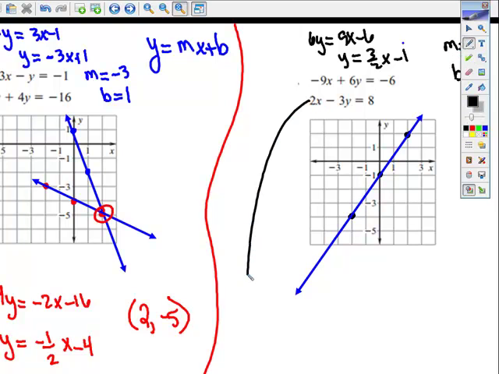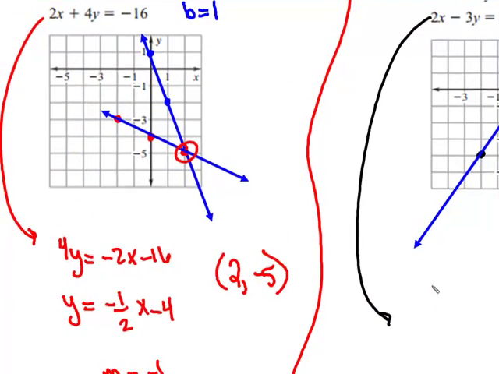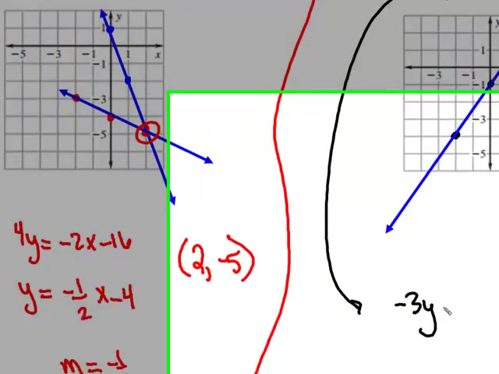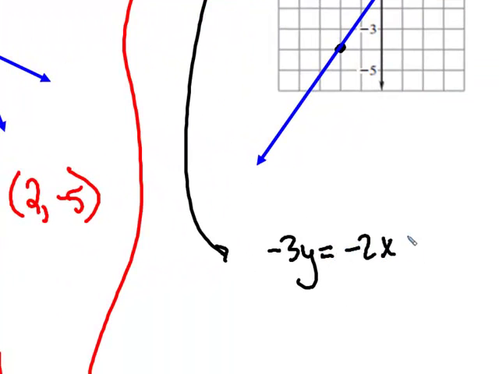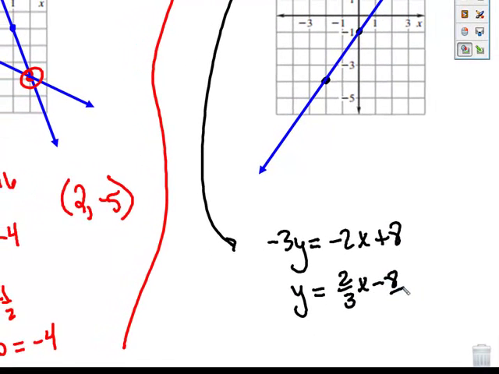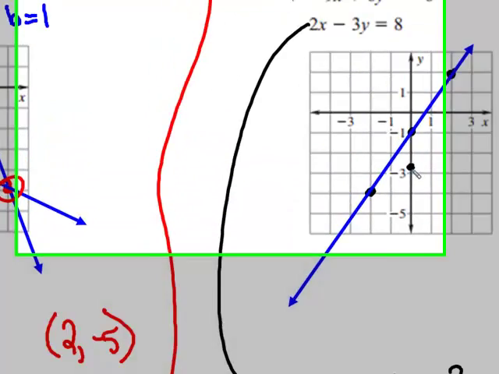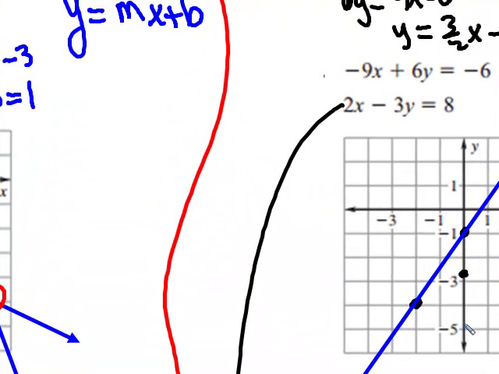And this one I'll work out down here. I will subtract 2x, so -3y equals -2x plus 8. Divide by -3. Y will equal 2/3 x minus 8/3. So my y-intercept is, or I'm sorry, my slope is 2/3, and my y-intercept is -2 2/3. So -2 2/3 is right about here. And then if I go down 2, there's 1, 2, and then to the right 3, 1, 2, 3.